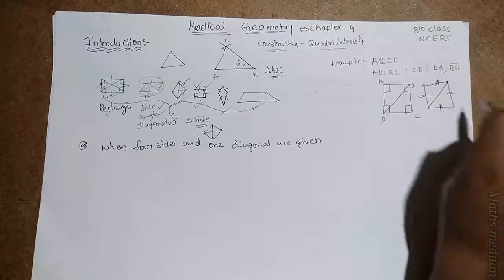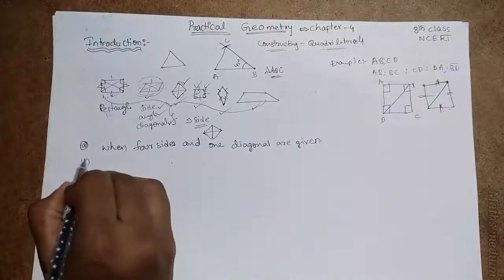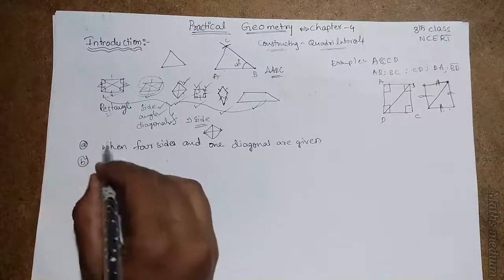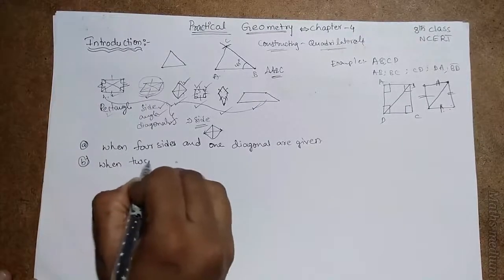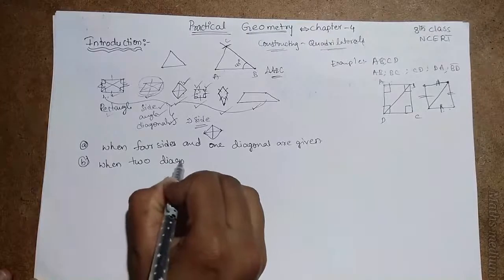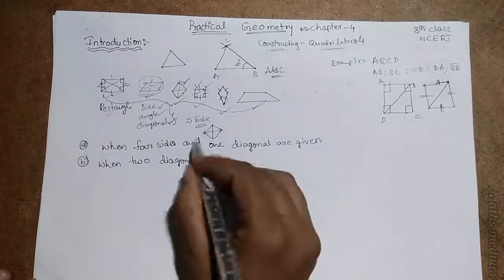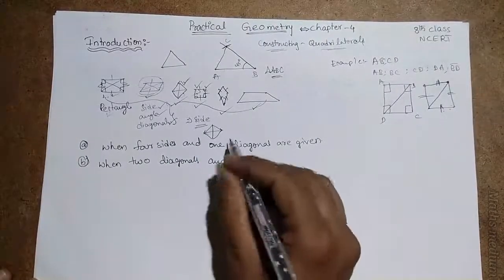This is just an example. Next is case B: when two diagonals and 3 sides are given.